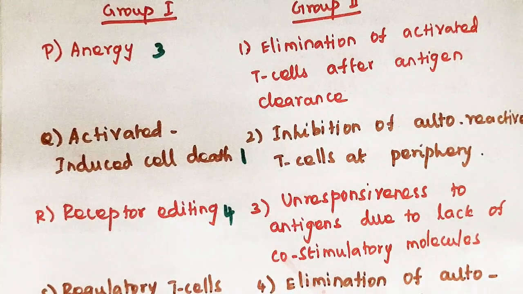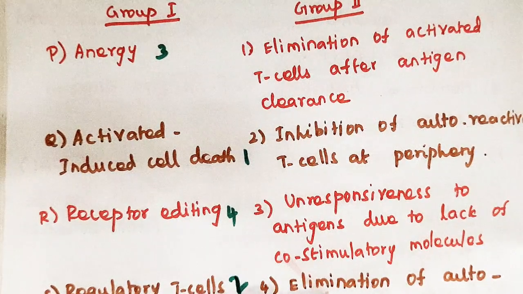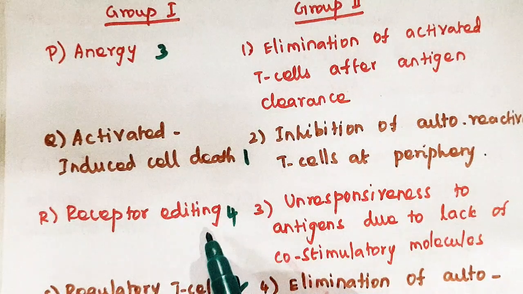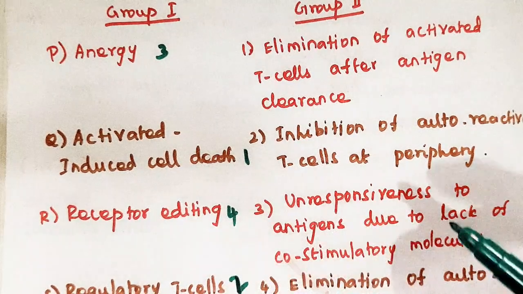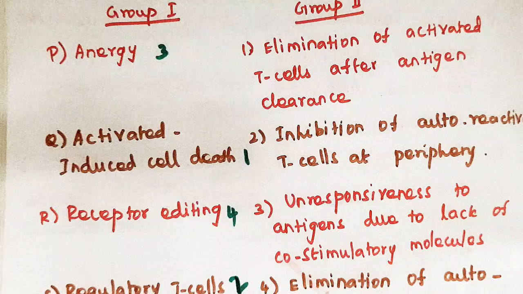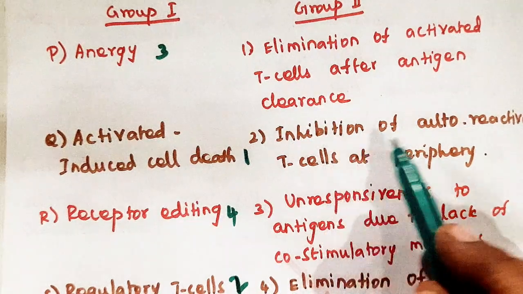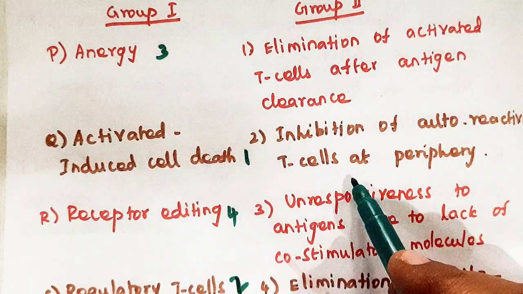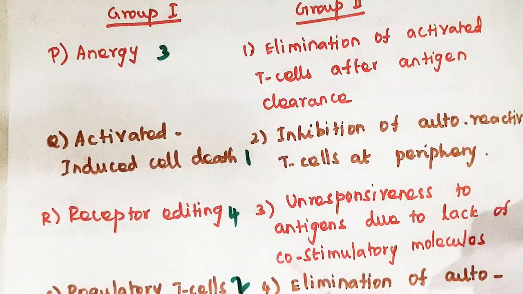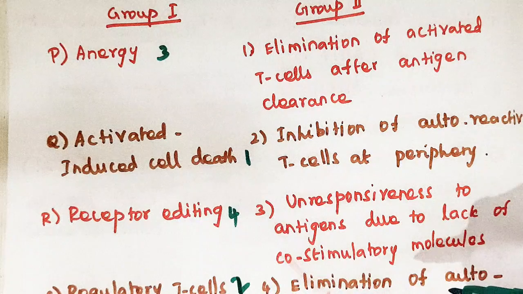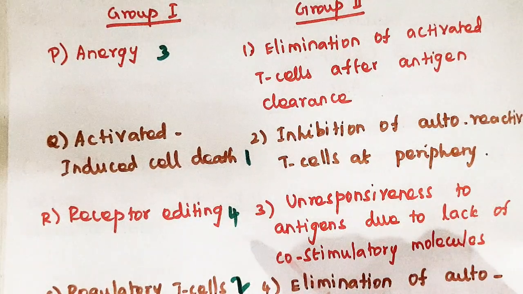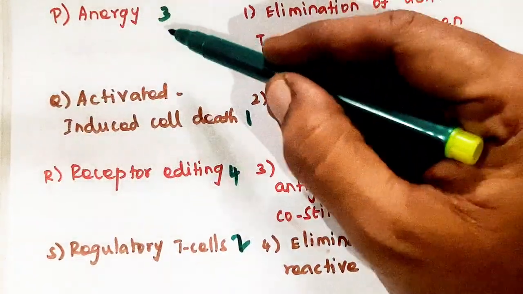The next one is regulatory T cells. Regulatory T cells are used to inhibit autoreactive T cells at the periphery. Okay, so the receptor editing process is used to eliminate autoreactive B cells. Regulatory T cells help to inhibit autoreactive T cells at the periphery. Okay, it eliminates autoreactive T cells because both autoreactive T cells and autoreactive B cells react against the body's own cells or substances. So the two processes are mainly used to prevent autoimmune diseases. So option 2 is correct.